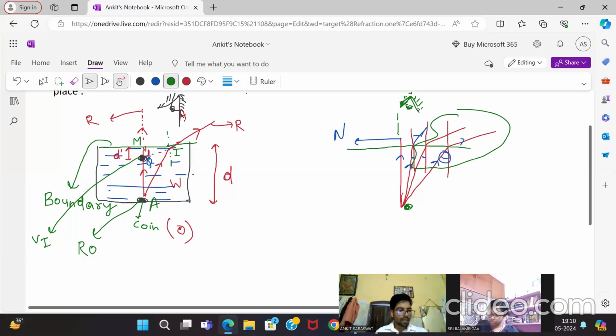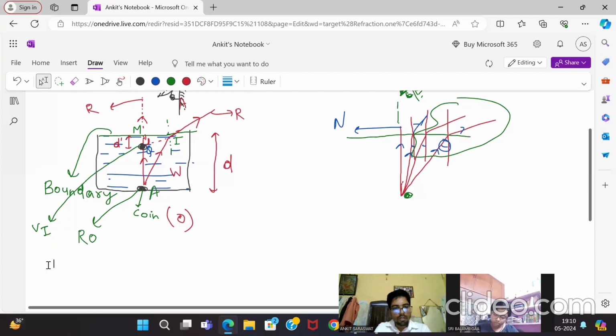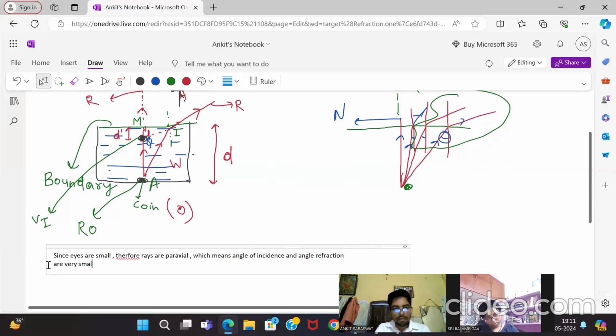So write down, since eyes are very important, write down: since eyes are small, therefore rays are paraxial, which means the angle of incidence and angle of refraction are very small. Already I have discussed this in the case of the mirror. Is it clear? Yes, sir.